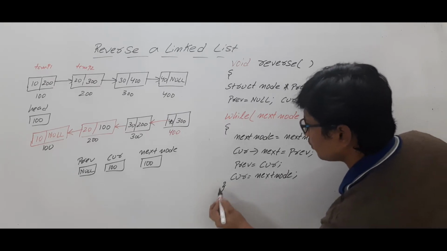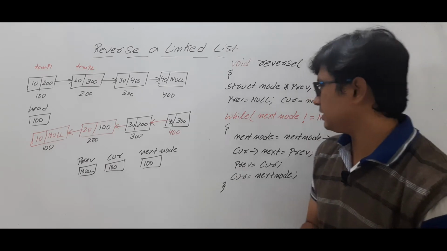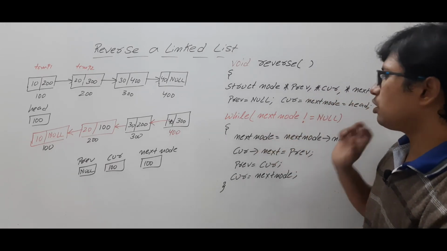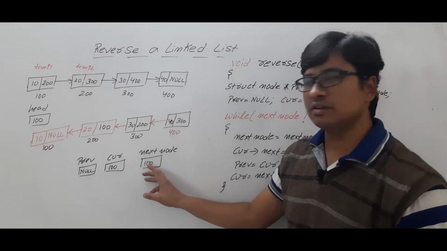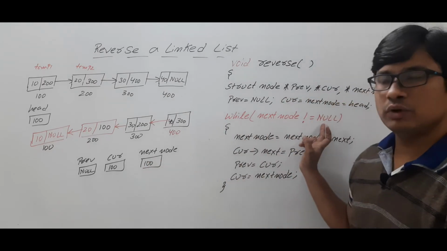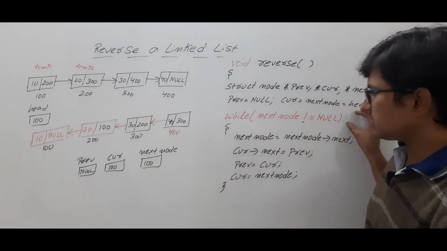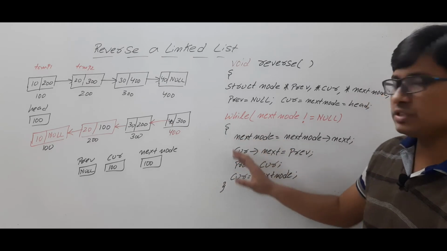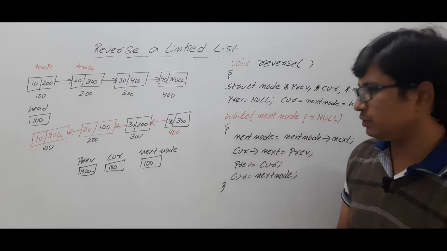Okay, let me close the while. Here is what will happen, let me discuss for you. While next node not equal to null, what is next node? It consists of 100. 100 is not equal to null, so this condition is true. If this condition is true, what are the 4 statements in the while loop? You have to execute them.